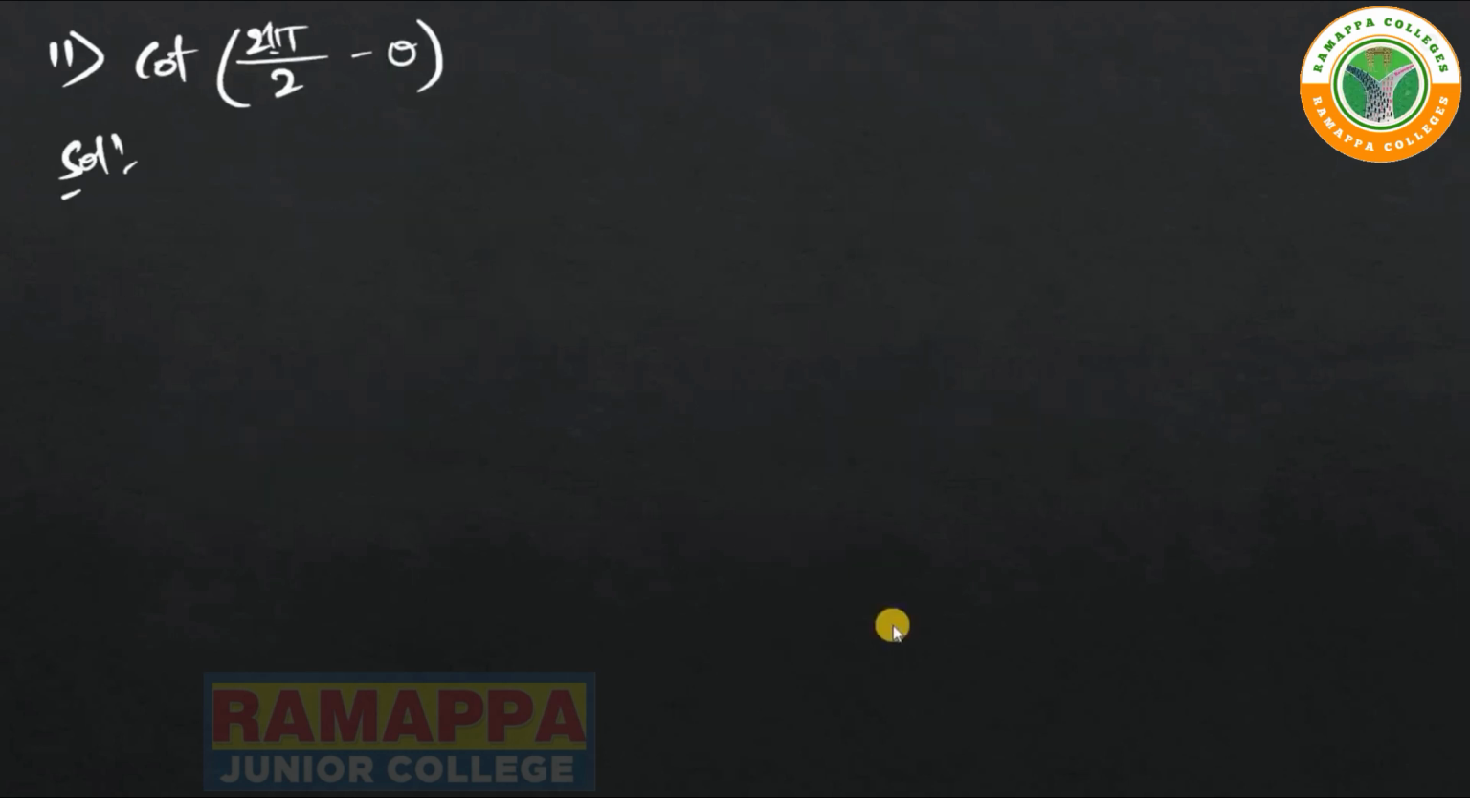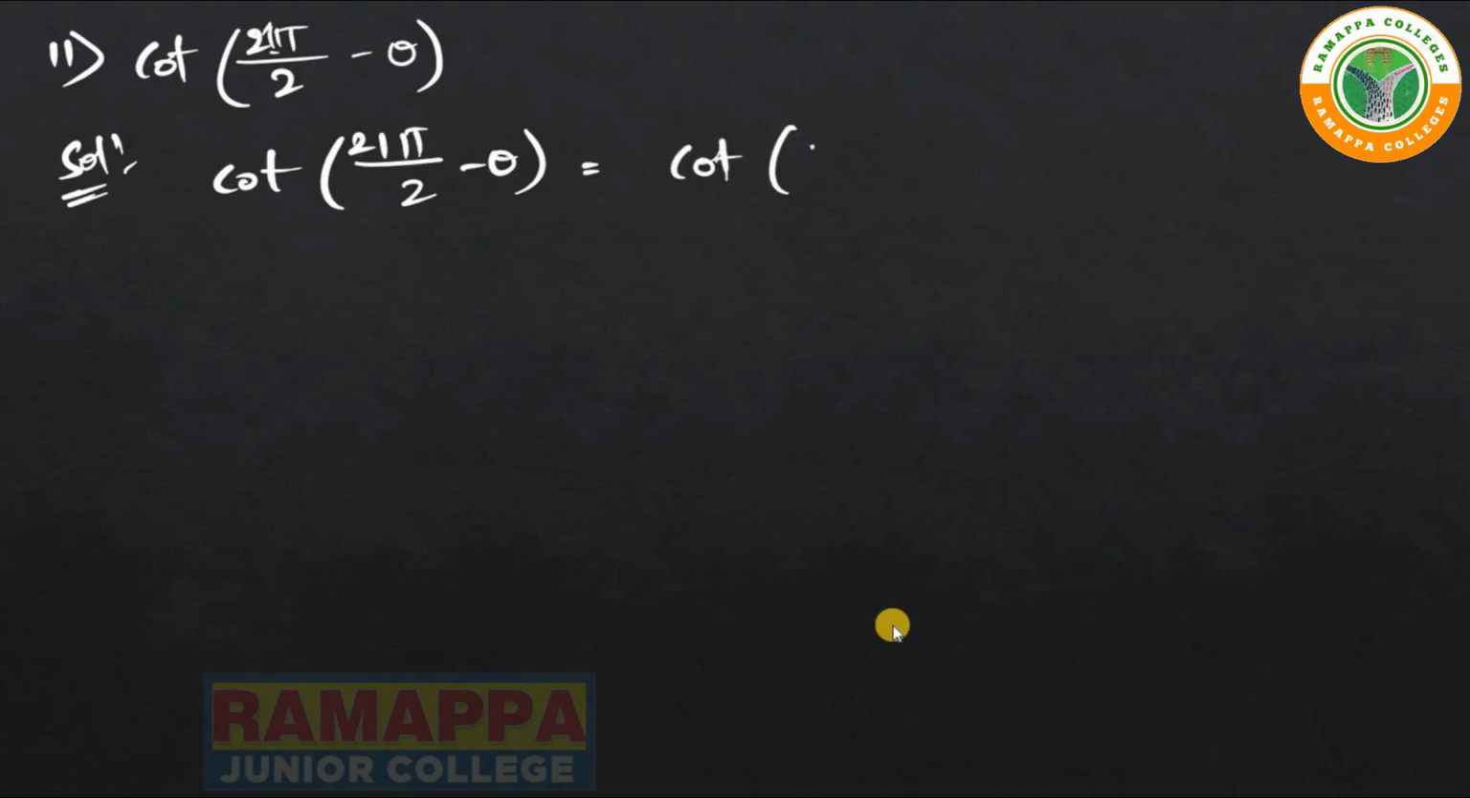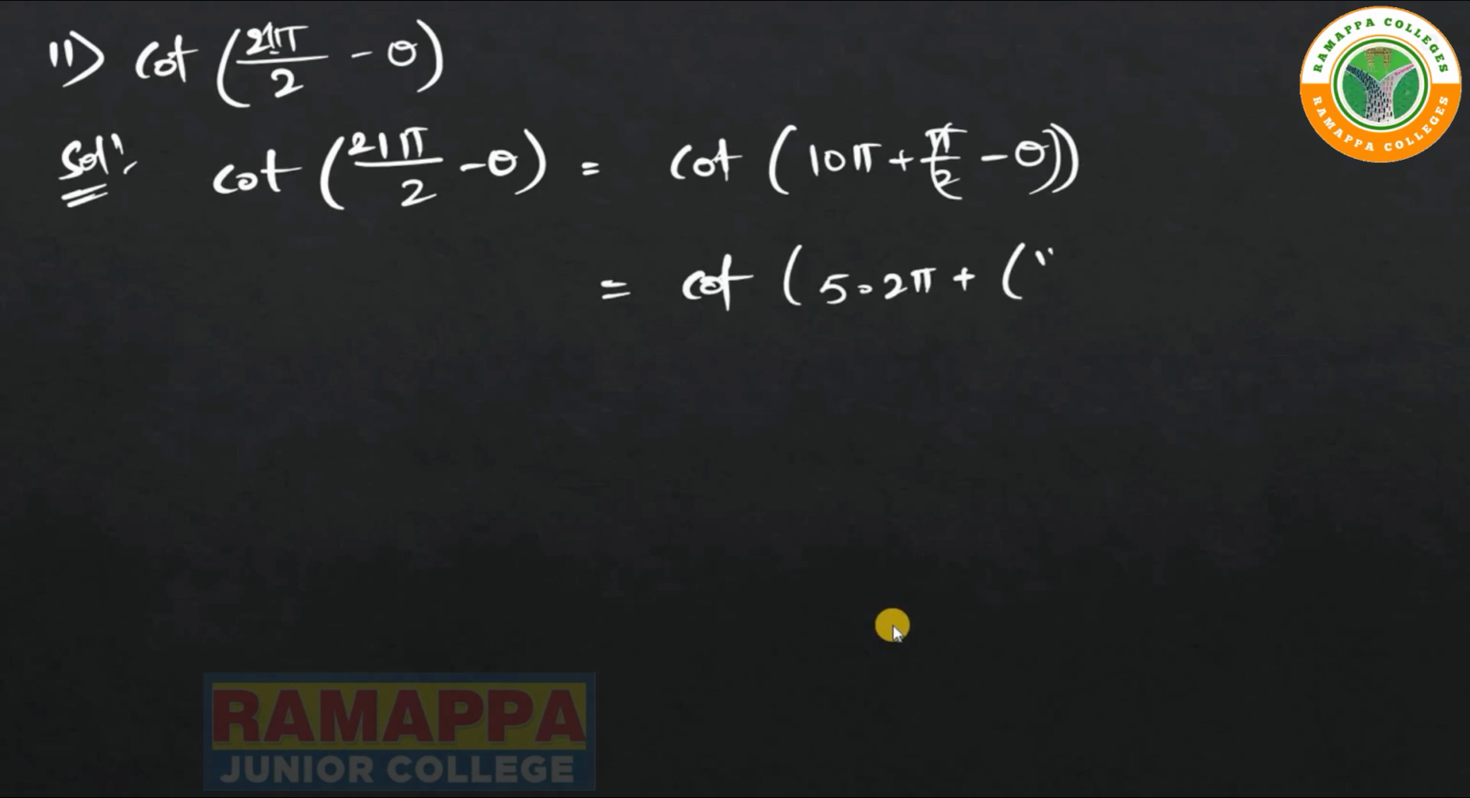Here the second question is given: cot of 21 pi by 2 minus theta. Here cot of 21 pi by 2 minus theta is equal to, I can write it as cot of 10 pi plus pi by 2 minus theta. So now I will write this as cot of 5 into 2 pi plus pi by 2 minus theta. Okay, so this will become cot, the 360 will remain the same.